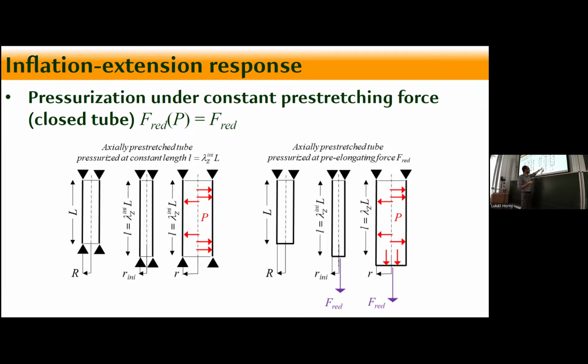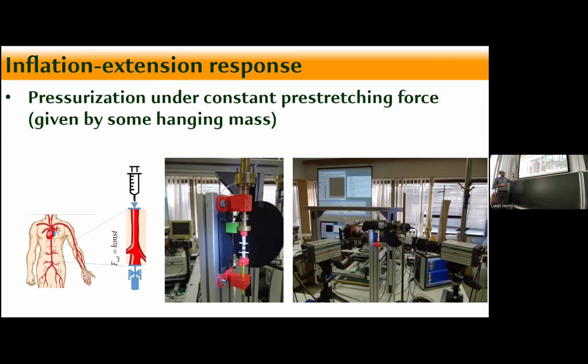This is the axial prestretch state after applying some weight, some constant axial mass, and according to gravity, some force. And this is the pressurized state. So we should assume that axial deformation will react to pressurization, and the force will be kept constant, and instead the axial deformation will be variable during the experiment. This is the case of our laboratory setting.